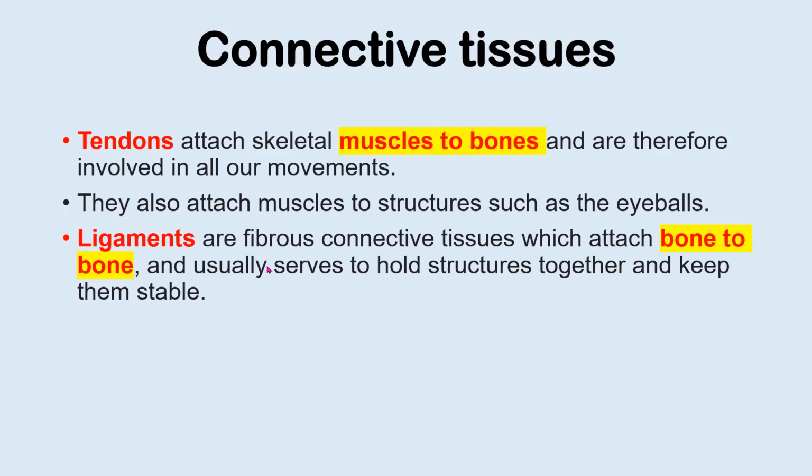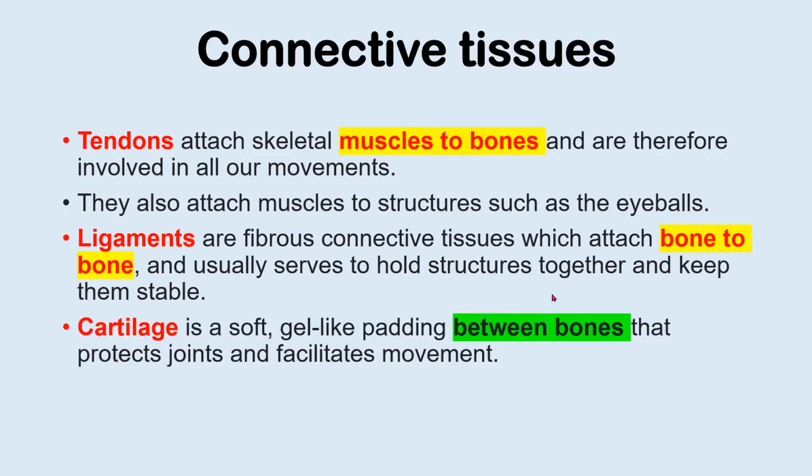We have ligaments, and they attach bone to bone so that the bones just stay where they're meant to be. The ACL, for example, and PCL, if they weren't there, you could not walk. Cartilage, it's all over the place. It's like a pad between the bones.